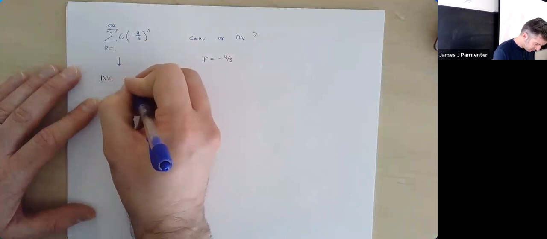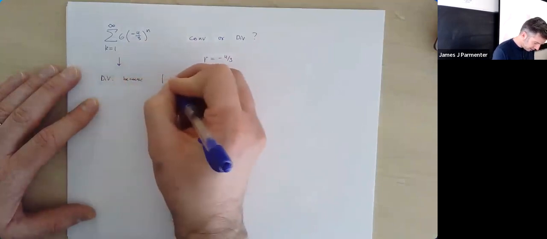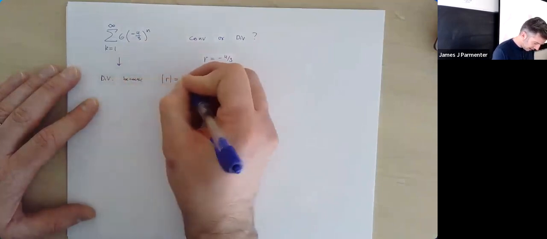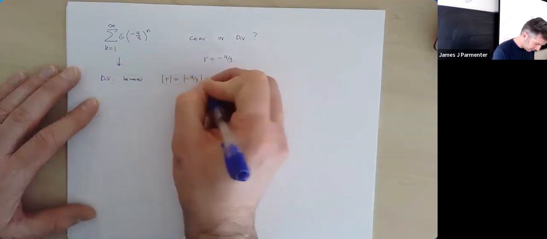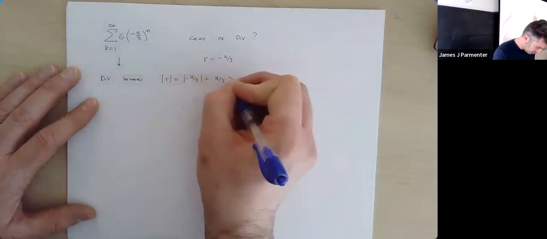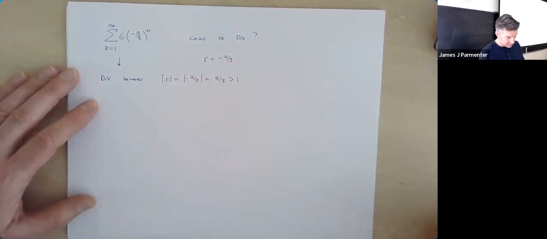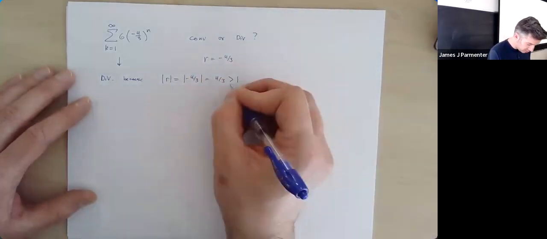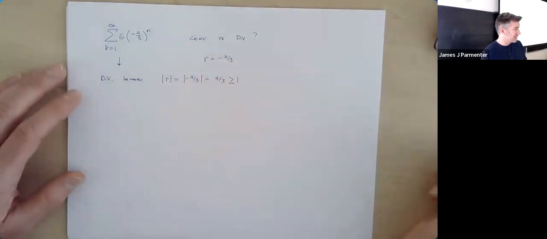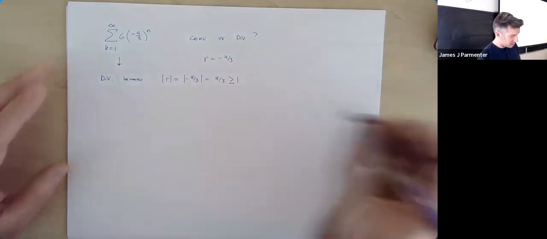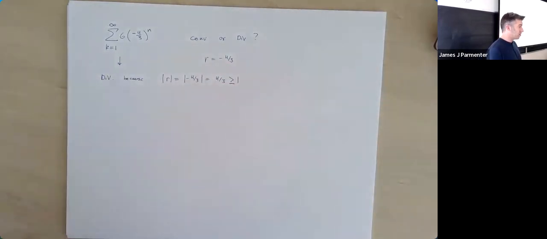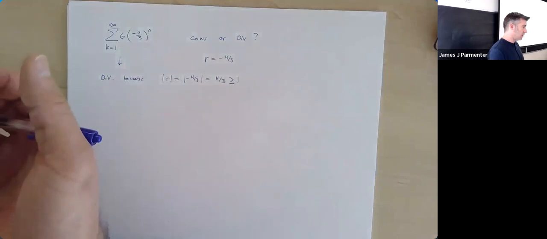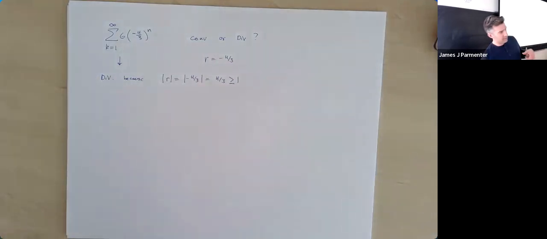because the absolute value of our r is the absolute value of negative 4 thirds, which is 4 thirds, and that is bigger than 1. So if the absolute value of your ratio is bigger than or equal to 1, the whole thing diverges. What's happening here is that you're just adding up terms that are getting larger and larger. Or I should say negatively large, positively large, negatively large, right? We're bouncing back and forth.